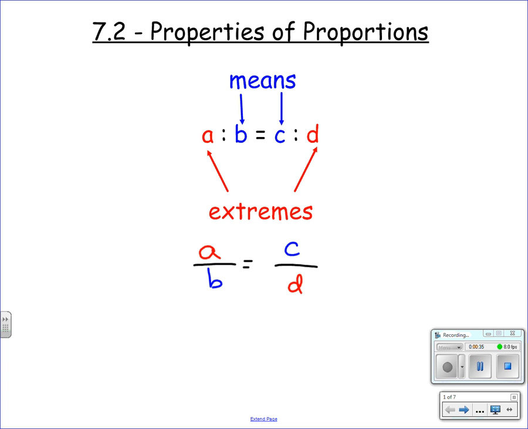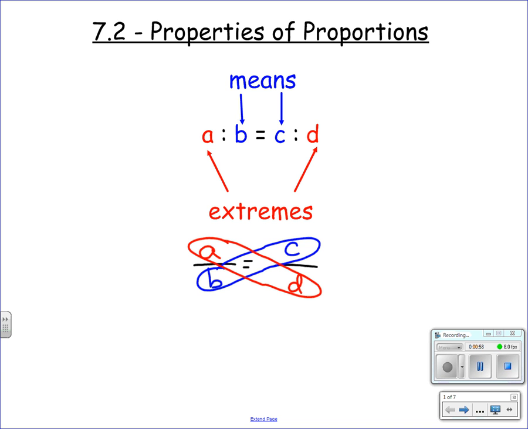to D. There's some special words that are going to mean something to us in later chapters. B and C are the means. We're going to be talking about geometric means in later chapters, so that's why I like to bring this up now. Those are the means. These, A and D, are the extremes.